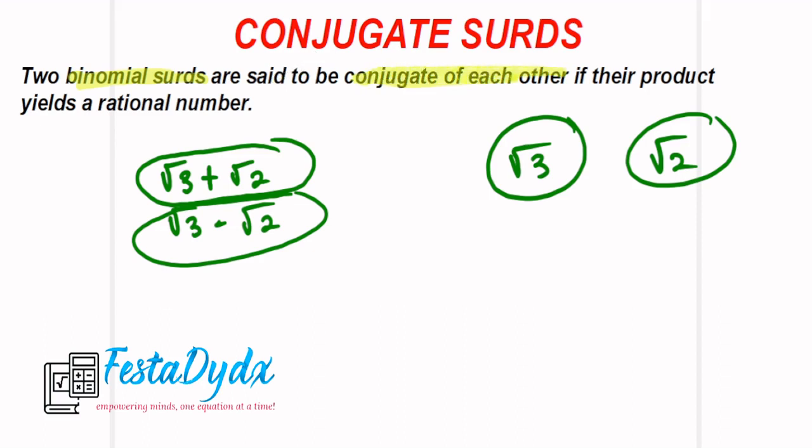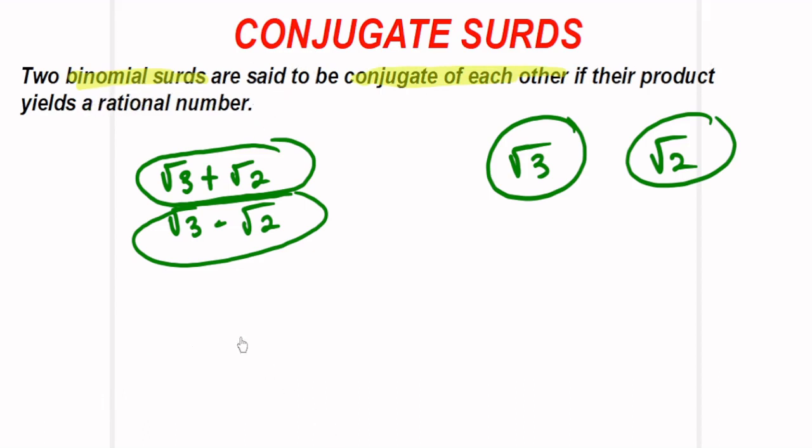They are said to be conjugate if their product yields a rational number. So let's take this again. Two binomial surds are said to be conjugate of each other if their product yields a rational number. So it's saying that if this binomial surd and another binomial surd are said to be conjugate if their product, so if I take this binomial surd and multiply it with another binomial surd, if I multiply them together and get a rational number, then they are conjugate of each other.